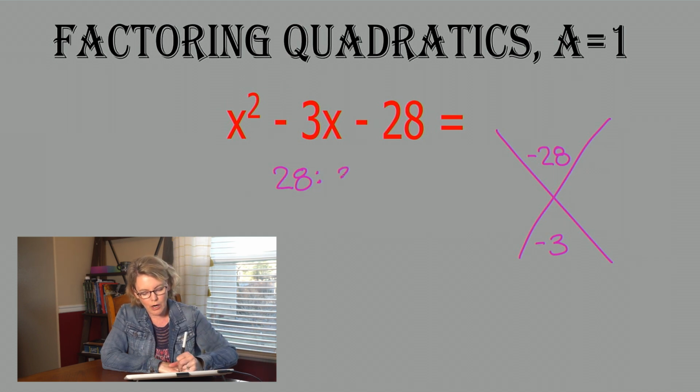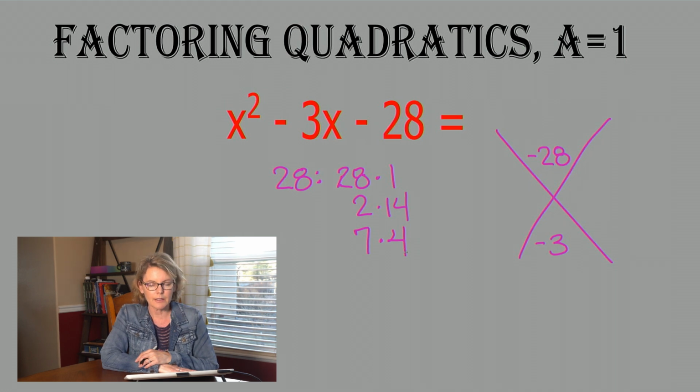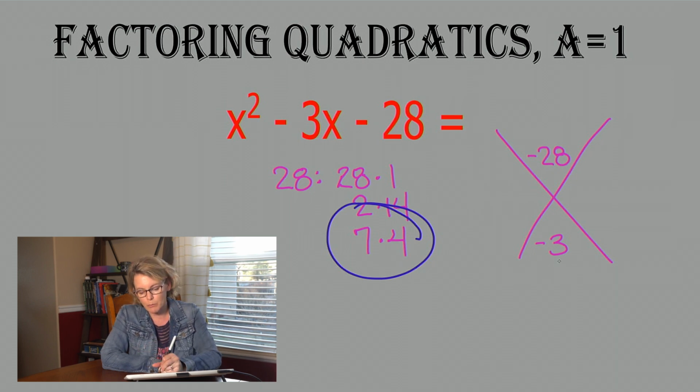Let's see, we always can start with our 28 times 1. We have 2 times 14, and then 7 times 4. And that is it as far as things that multiply to equal 28. We know that one's positive, one's negative, and then they have to add up to equal negative 3. So we can take a look at that and see that it would have to be the 7 and the 4. And remember, now we have to use this bottom number that they have to add up to, to see which one of these would be positive and which one would be negative.